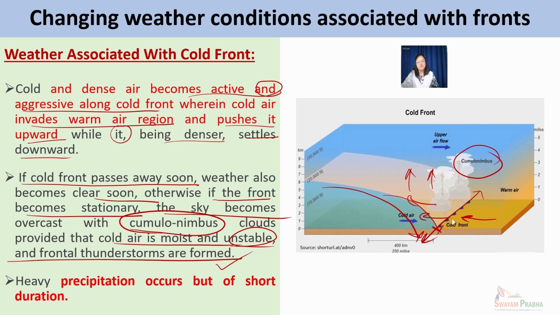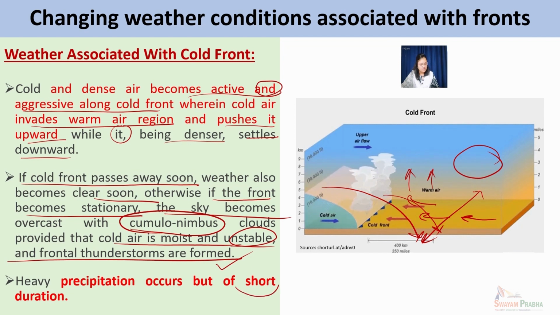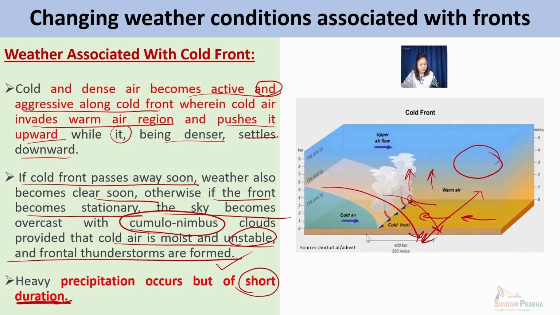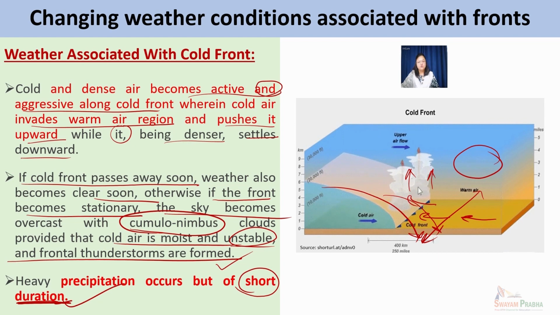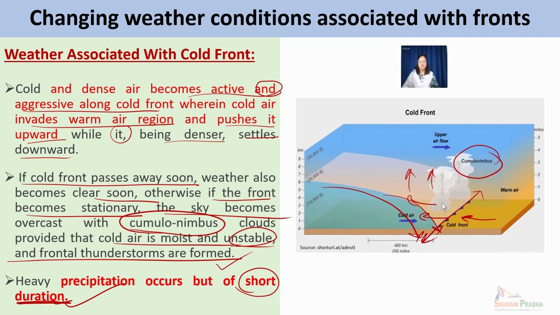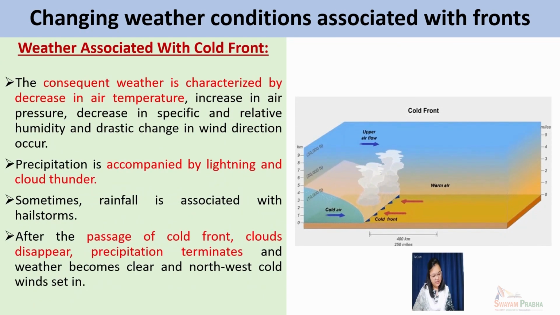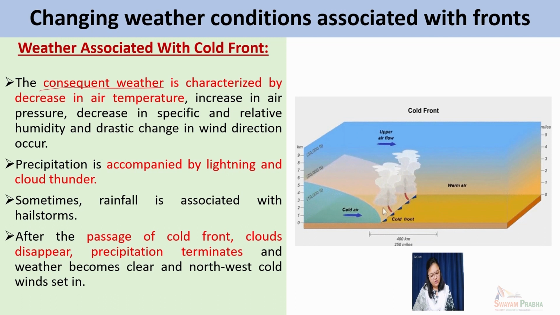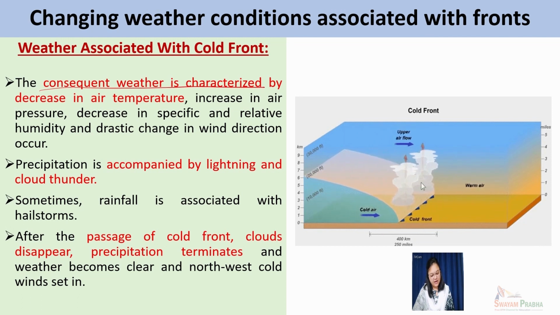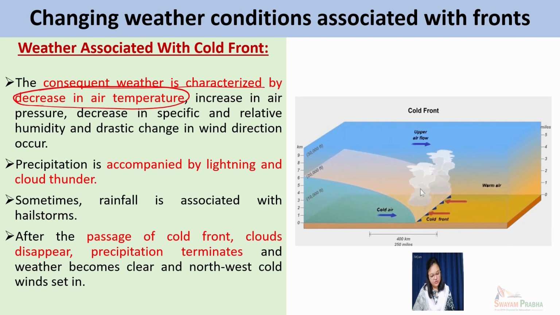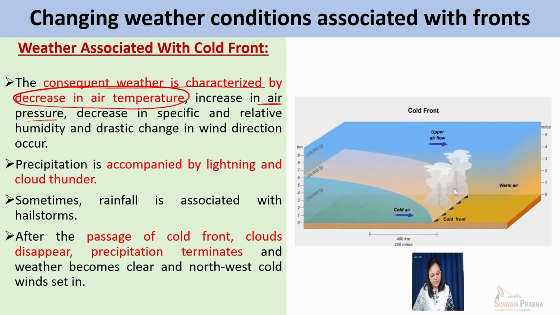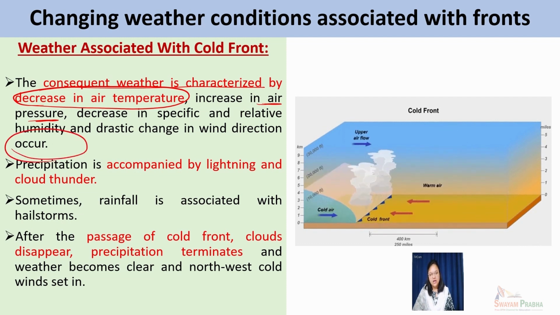So heavy precipitation occurs, but the precipitation is primarily of short duration as compared to the warm front, where the precipitation was gentle and for longer time periods. In the cold front areas, the consequent weather is characterized by a decrease in air temperature, increase in air pressure, decrease in specific and relative humidity also, and changes in wind direction.